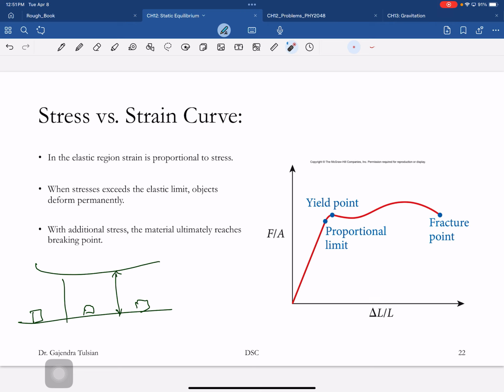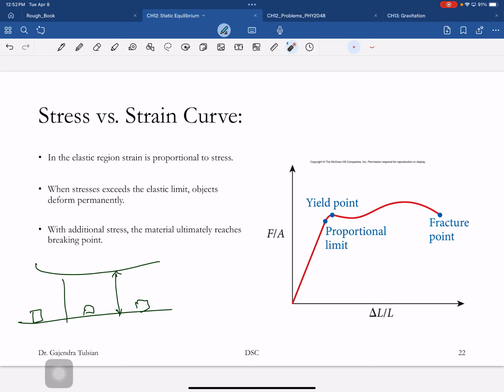As long as the stress is less than that, you are in what is called the elastic limit. Meaning you double the stress, the strain doubles, okay? And if you're within the elastic limit, when you remove the stress, the cable goes back to the original shape, okay? And that's what you want.